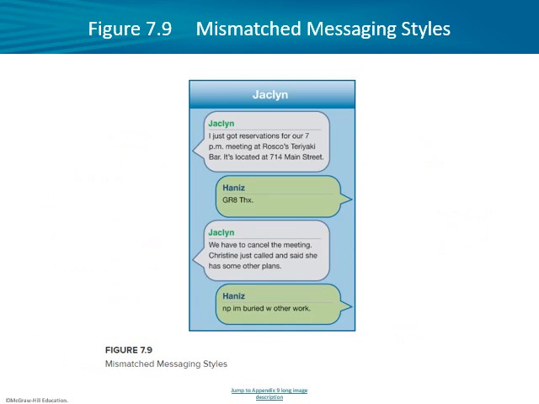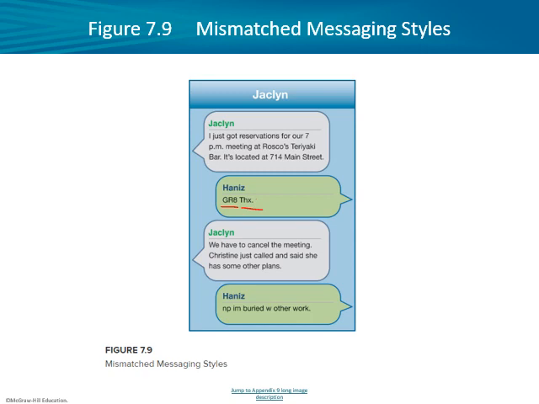All right, I like this one here, the mismatched messaging styles. Look and see what's going on here. Jacqueline writes, "I just got reservations for our 7 p.m. meeting at Roscoe's Teriyaki Bar. It's located at 714 Main Street." And then the reply: "It's great, GR8, the numeral, THX, thanks." At least I put a period there.